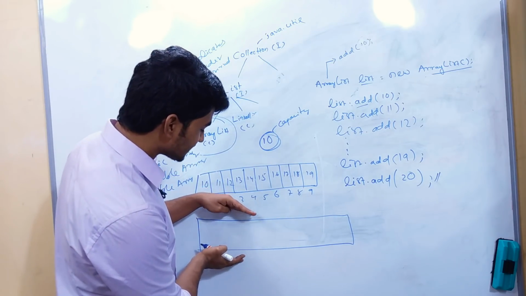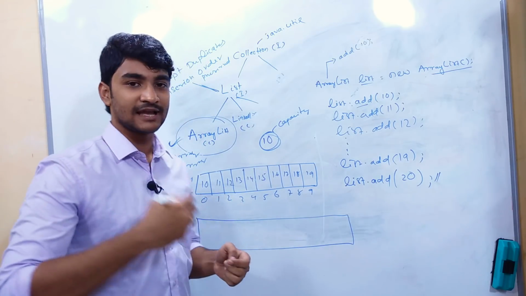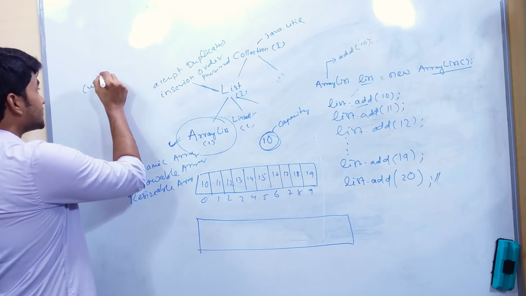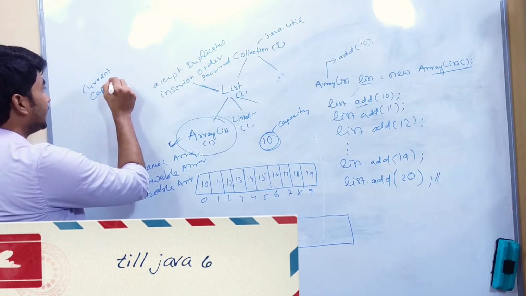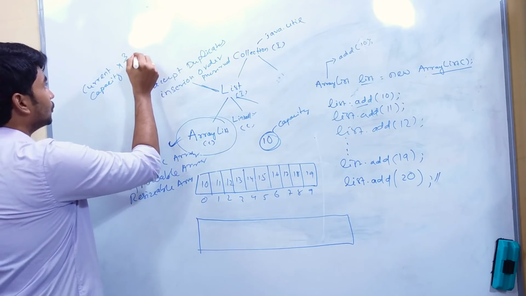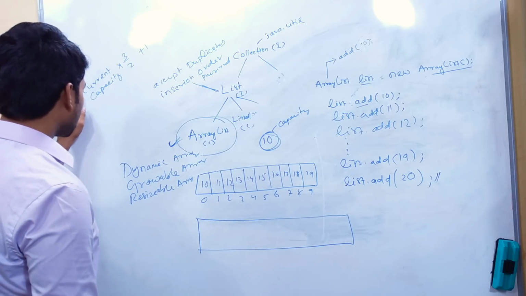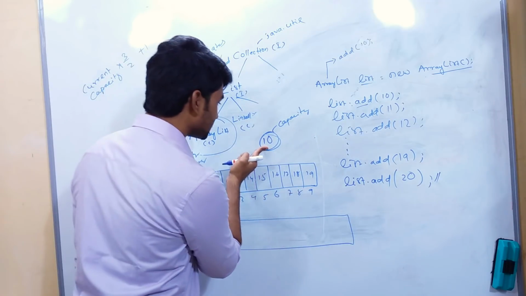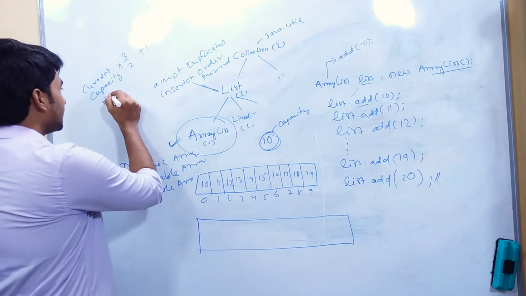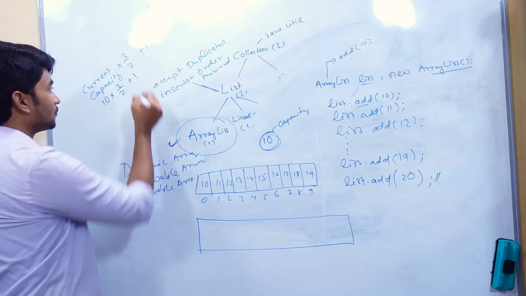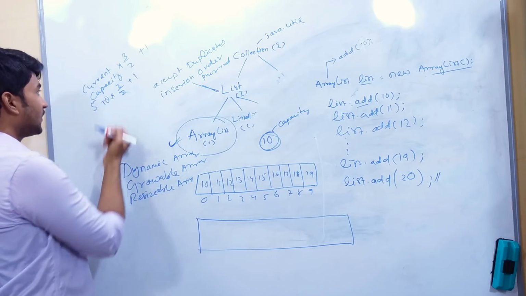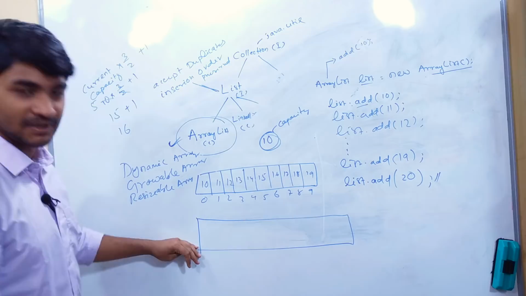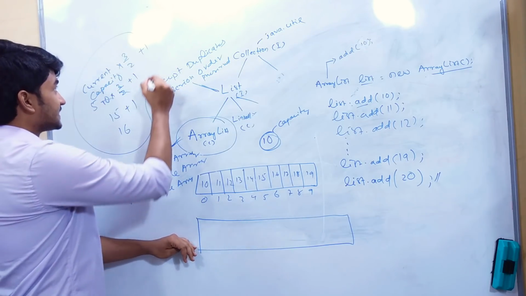The size of this array is defined using a formula. And what is that formula? The formula is current capacity into 3 by 2 plus 1. Right now what is the current capacity of the previous array? The capacity is the size of the array, right? The capacity is 10. So current capacity is 10 into 3 by 2 plus 1. So 2 into 5 is 10, 5 threes are 15, 15 plus 1 is 16. So the next array size will be 16. That's how this is getting defined.